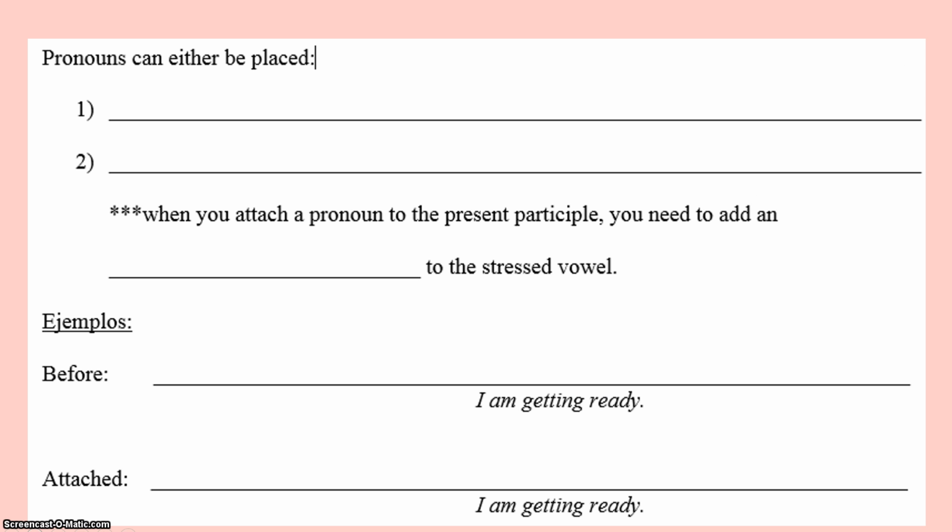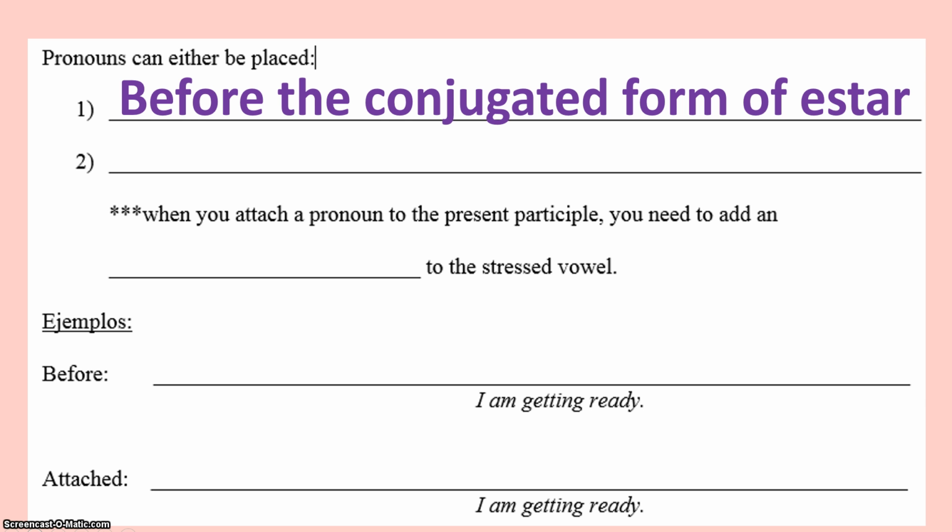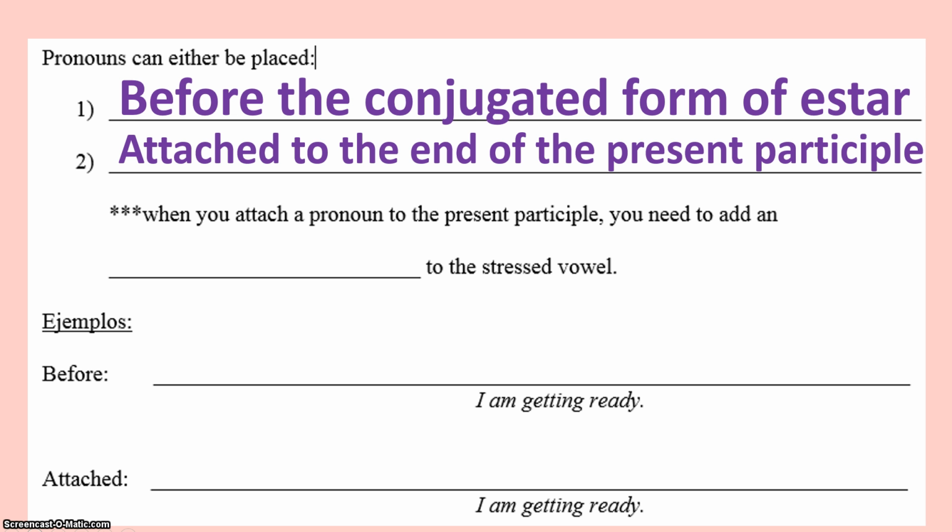Sometimes we can have pronouns with present progressive verbs. Pronouns can be placed two places. The first place a pronoun can go is before the conjugated form of estar. A pronoun can also go attached to the end of the present participle. Remember, when you attach a pronoun to the present participle, you might need to add an accent to the stressed vowel. Let's take a look at the sentence, I am getting ready.